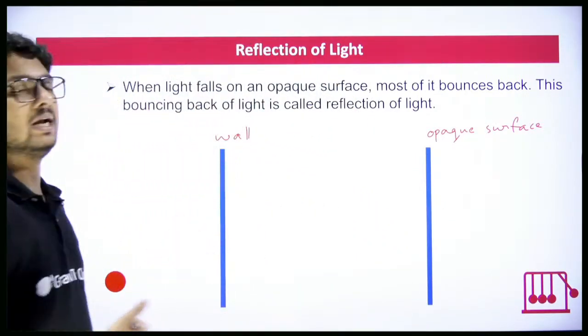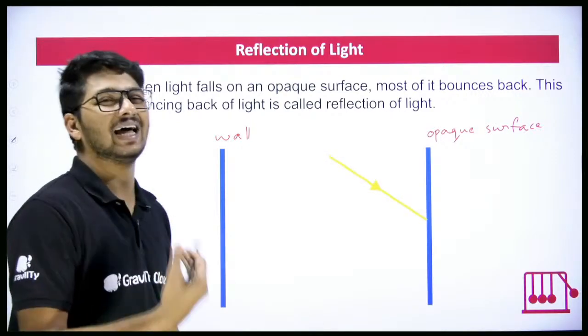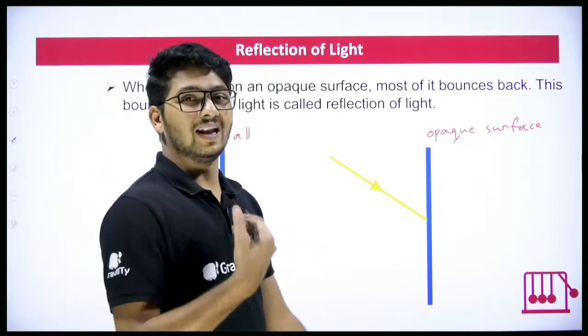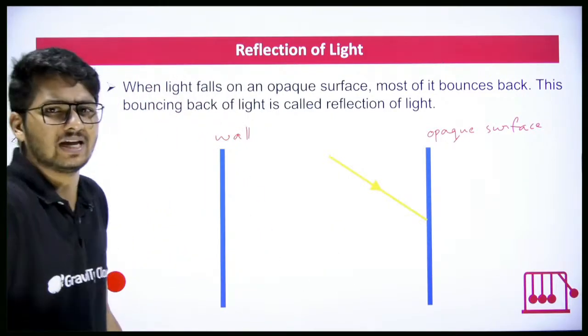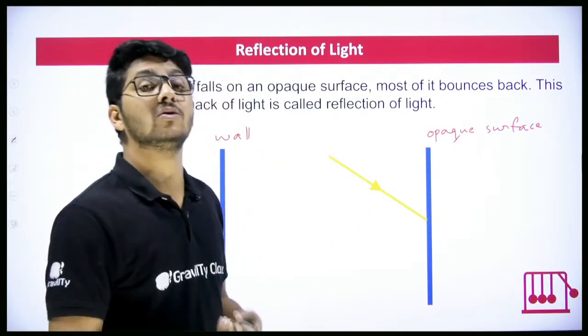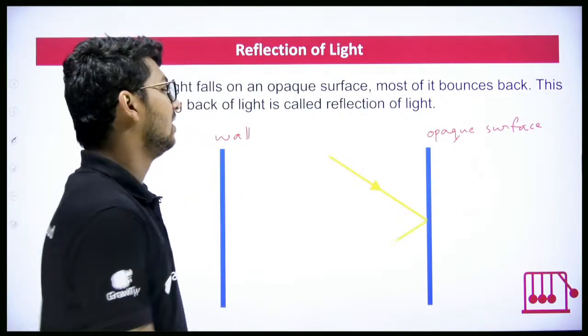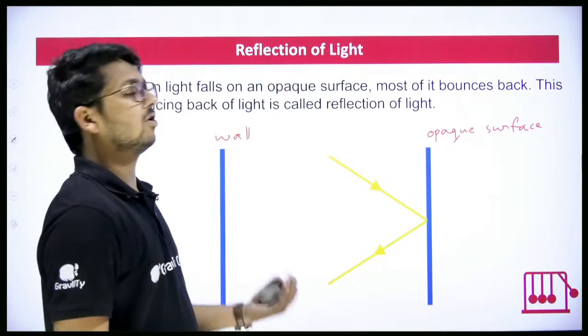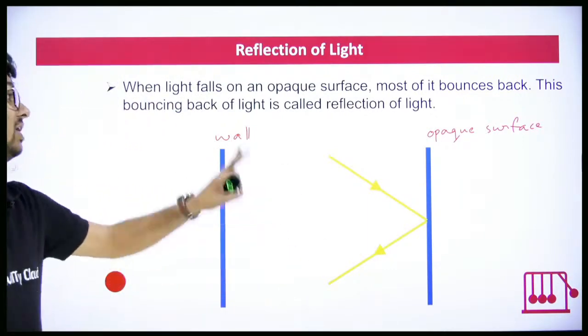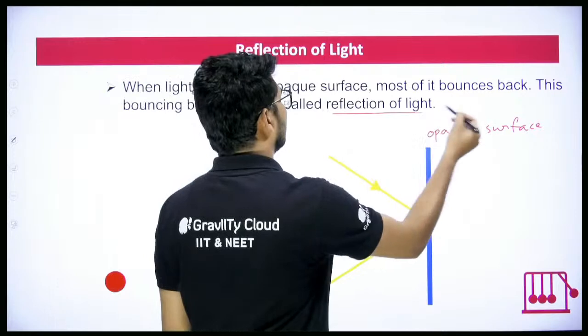So whenever you take any opaque surface and a light ray is incident on it, it also bounces back because it cannot pass through. What happens instead is it comes back, it bounces back. This bouncing back of light is called reflection of light.